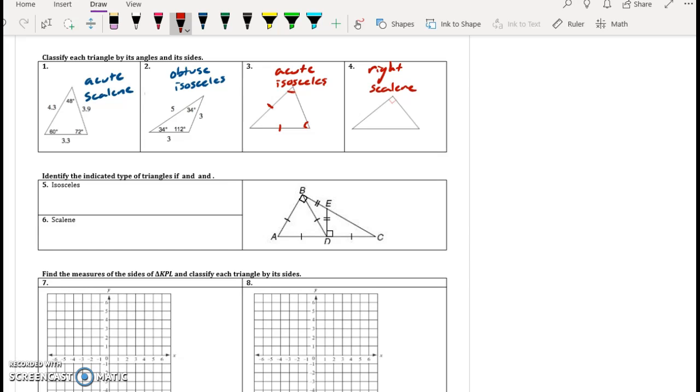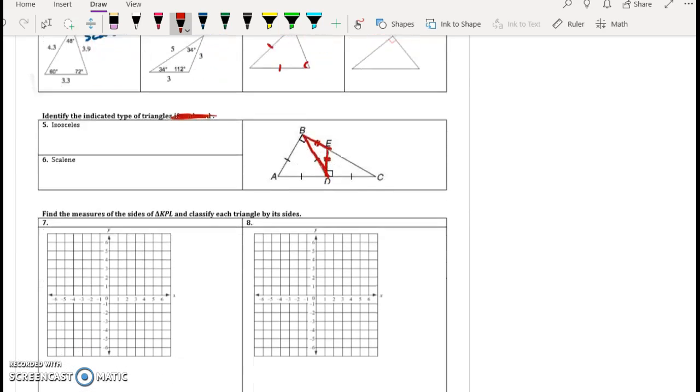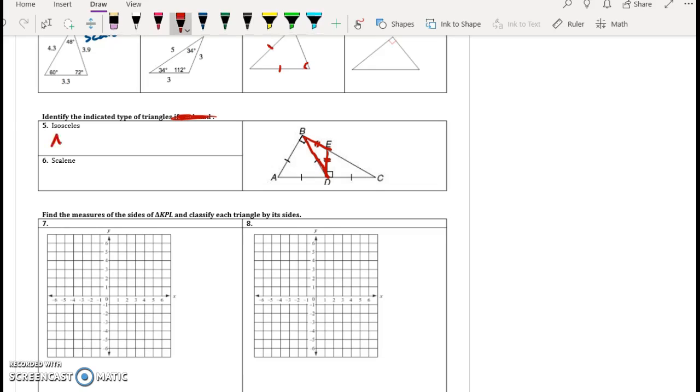Number 5, identify the indicated type of triangles. Let's ignore this. So number 5, I want to try to find an isosceles. Remember, that's when two sides are the same. So if you look here, I have this arc, those double lines, which means that this line is the same as this line. So if I complete the triangle, I have triangle BED.